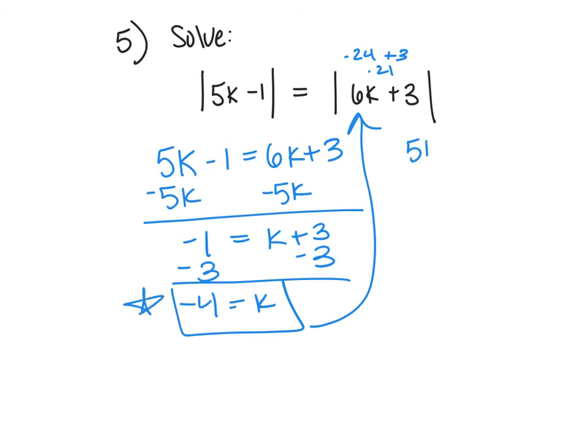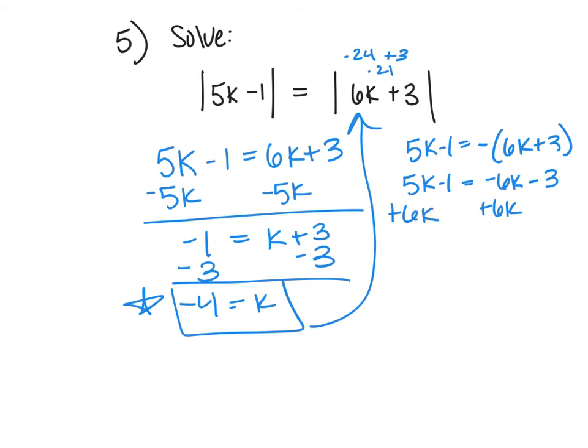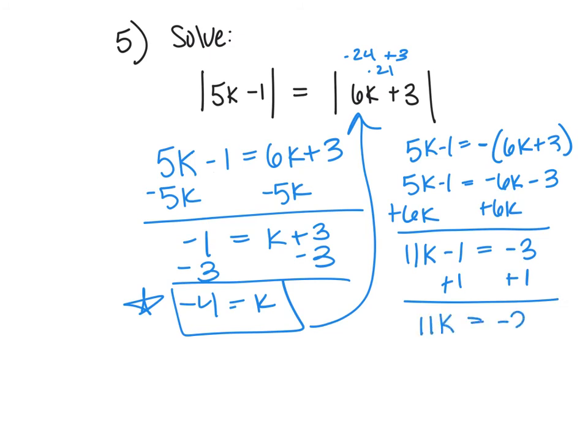For the next equation, we're going to have a negative 6k plus 3. So we have to distribute that negative, and it would be negative 6k minus 3. This time I'm going to add the 6k to both sides. That will give me 11k minus 1 is equal to negative 3. Add 1 to both sides. We get 11k is equal to negative 2. Divide by 11, and k would equal negative 2/11.